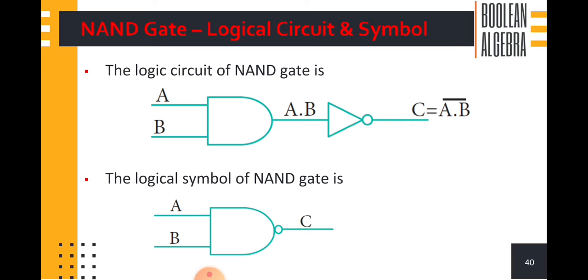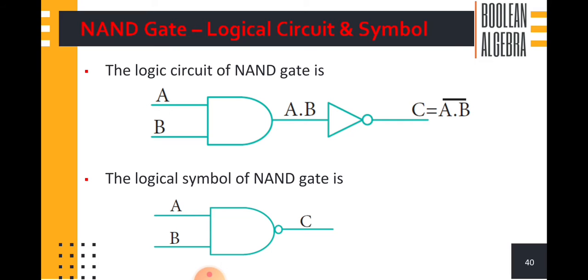For the logic symbol of the NAND gate, we already learned that the NOT gate can be represented, instead of a triangle and a circle, by a circle alone. Now you can see the logic symbol: A and B are passed to the AND gate, and after the AND gate we put one circle shape. This circle is used to specify the NOT gate. Either we can draw the logic circuit or we can draw the logic symbol of the NAND gate.